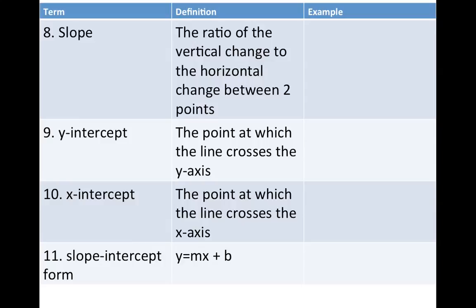Slope, the ratio of the vertical change to the horizontal change between 2 points. Remember, vertical is like a ladder, goes straight up and down, and horizontal is like the horizon, goes straight across.